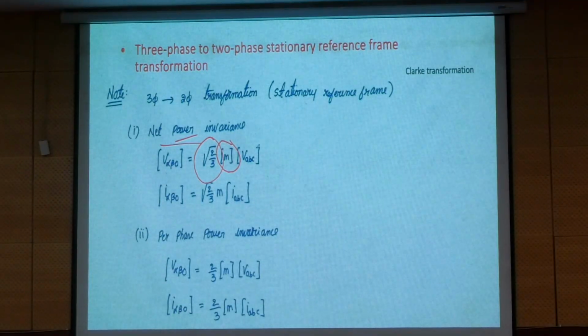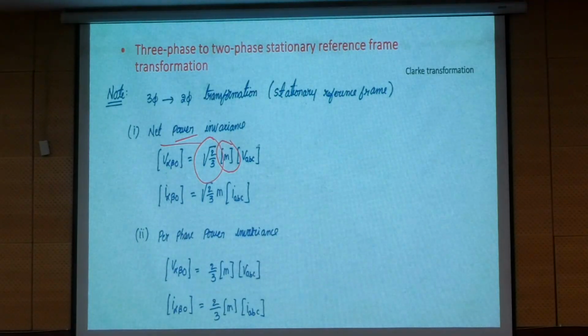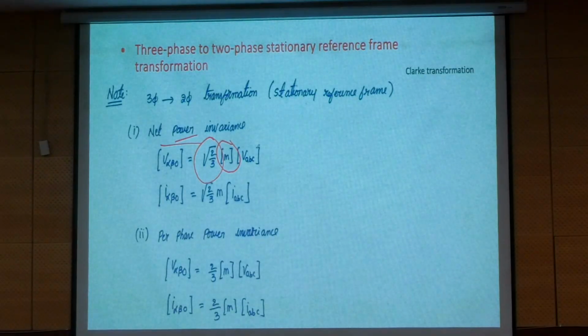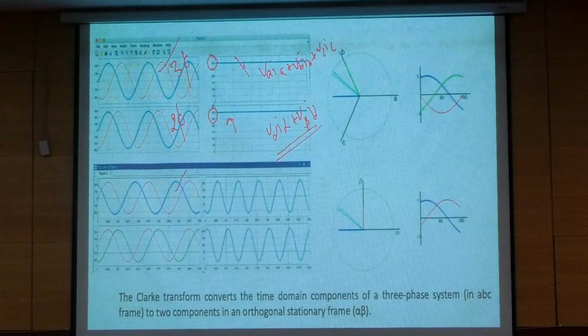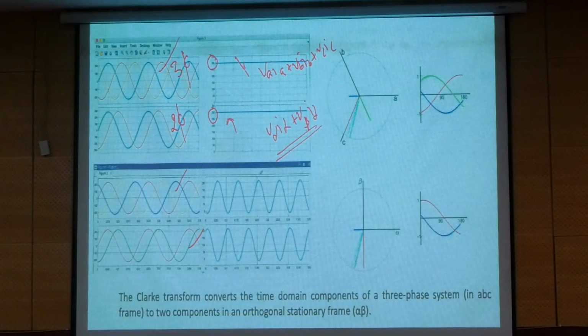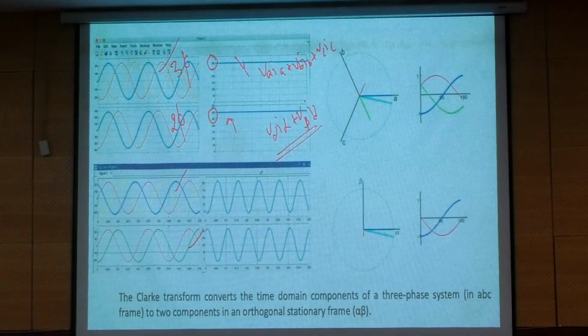Okay, another example is for phase power invariant. For phase power invariant or magnitude invariant, both are the same. For phase power invariant, nothing but, right, magnitude will not change. Check here, this is case 2. Another case, magnitude's peak, you can check.